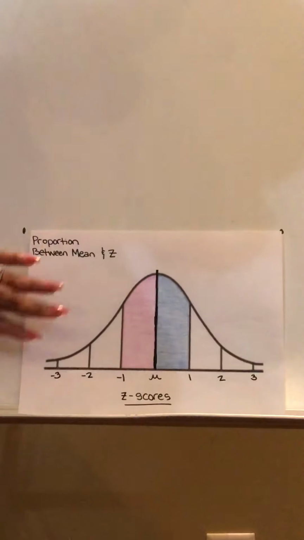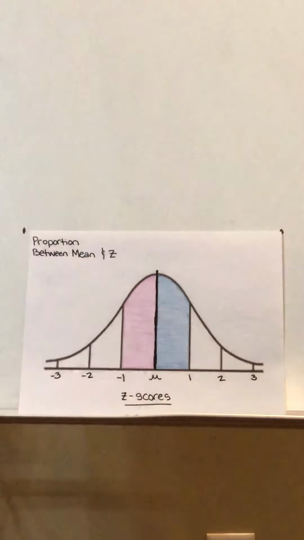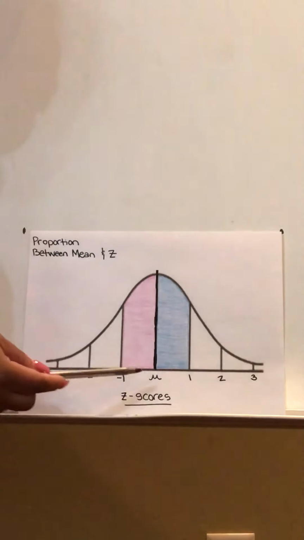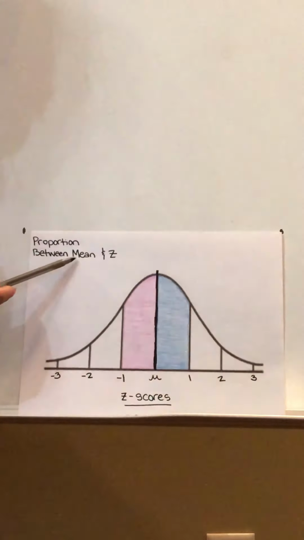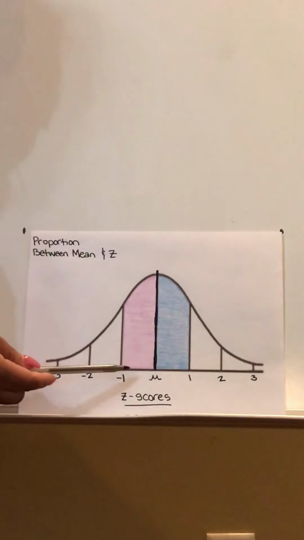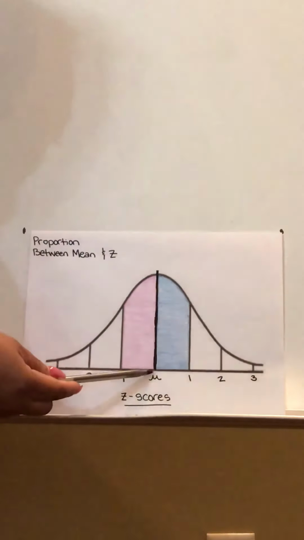Our last shading, or our third shading, is the portion between the mean and z. That's what we call that. Well, the mean is in the middle. That's 0. And so you're looking at the shade between the mean and a particular z-score.